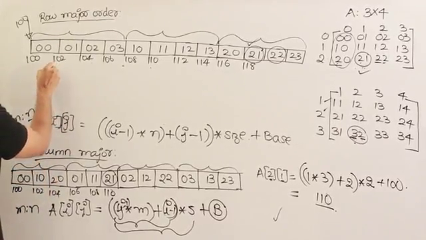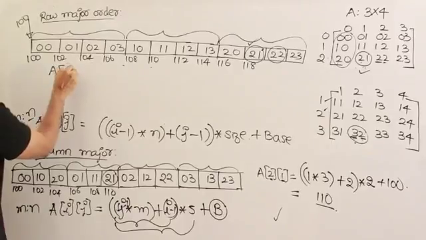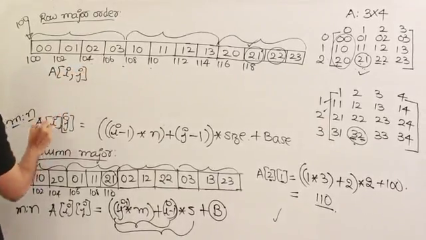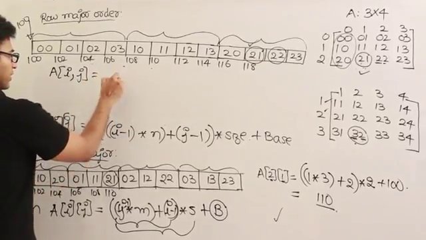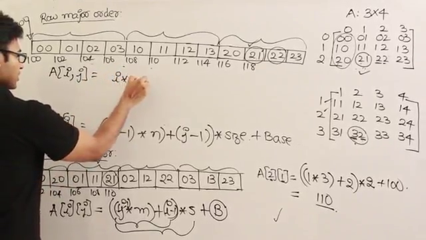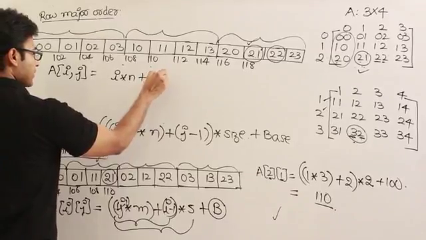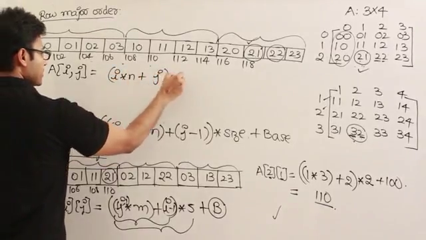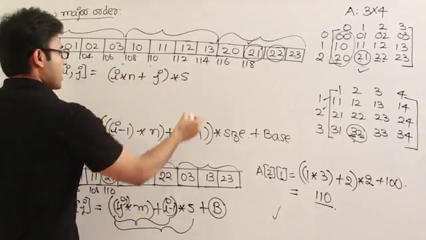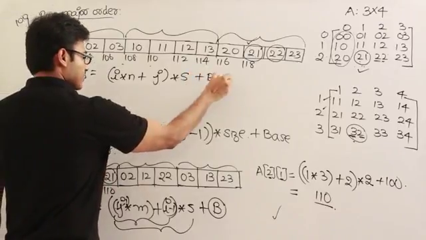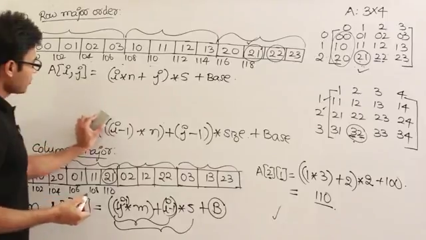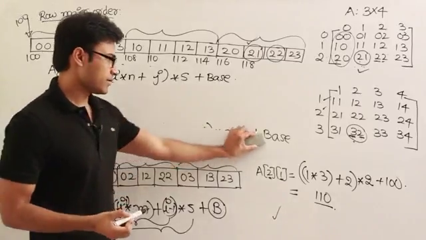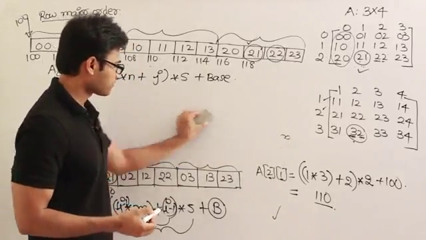In order to get to A of ij, where A is an m by n array, if the indices are starting with 0, then I told you that it is (i into n plus j) into s, where s is the size of the element, plus base is anyway there, okay? So this is the formula. Fine. Now I want to write this entire address in binary. That is what I want to get, okay?